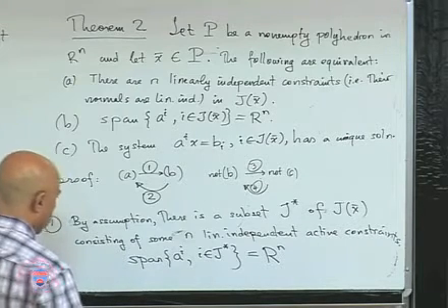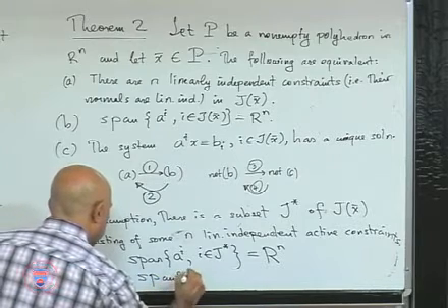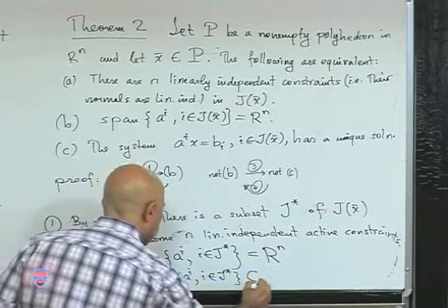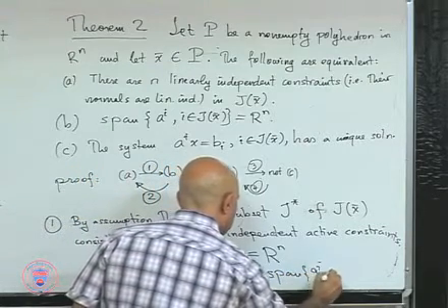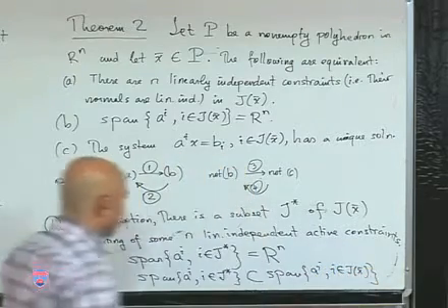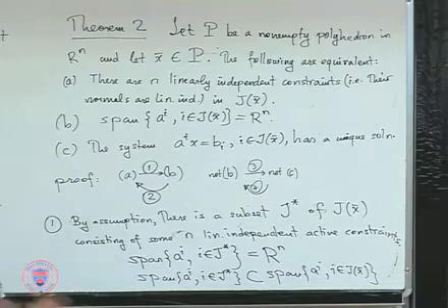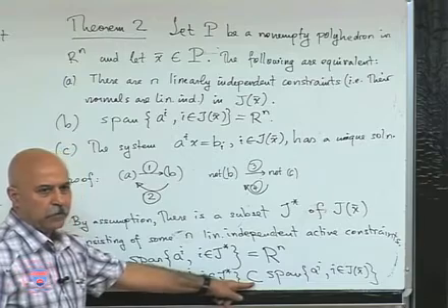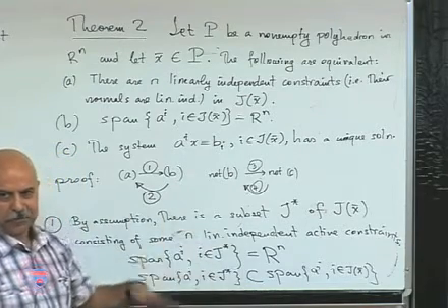Now, you can also see that span of AI, I in J star, is a subset of the span of AI, I in J of X bar. Why? Because J star is a subset of J of X bar. That's why. So the span is a subset. When I say subset, of course, I don't mean proper subset. Subsets are subsets. Could be equal.